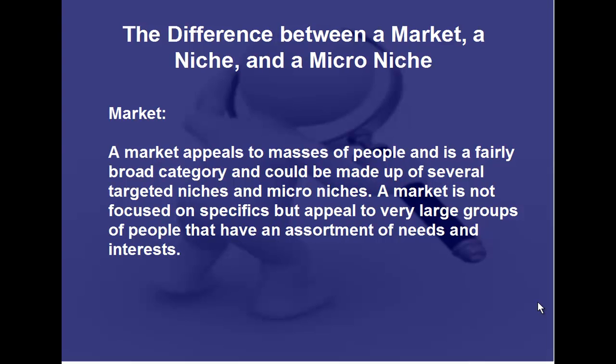Now, a market appeals to masses of people and is a fairly broad category and could be made up of several targeted niches and micro niches. A market is not focused on specifics, but appeals to very large groups of people that have an assortment of needs and interests.